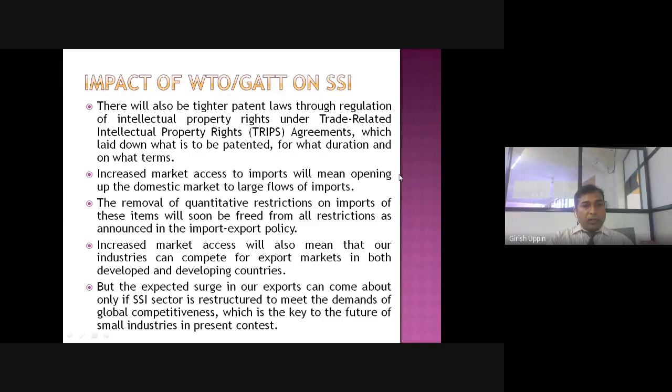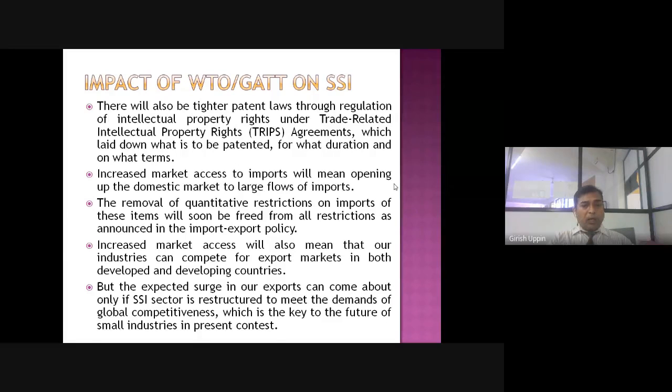Increased market access to imports will mean opening up the domestic market to large flows of imports. This is one of the impacts of the WTO. The removal of quantitative restrictions on imports of these items will soon be freed from all restriction, as announced in the import-export policy. That is another factor.